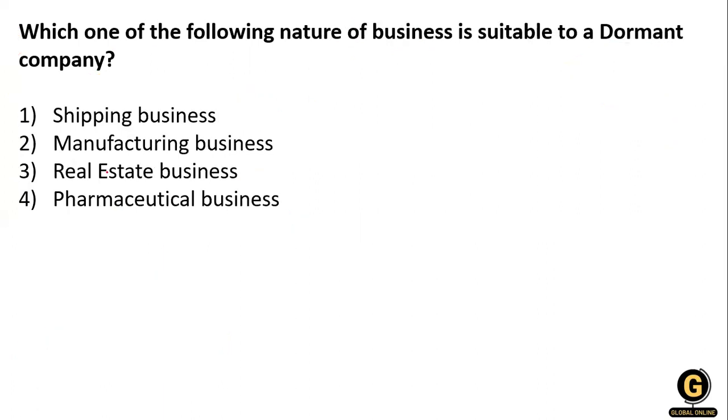Yes. Now next, this is the third question: which one of the following natures of business is suitable to the dormant company? I have already told you. The options are shipping company business, manufacturing company, real estate company, or pharmaceutical business. So what is right over here? Yes ma'am, the real estate company, because they do not store any kind of product. They are just transferring property from one state to another, and they do not need to maintain their accounts. So the real estate company is the right answer.